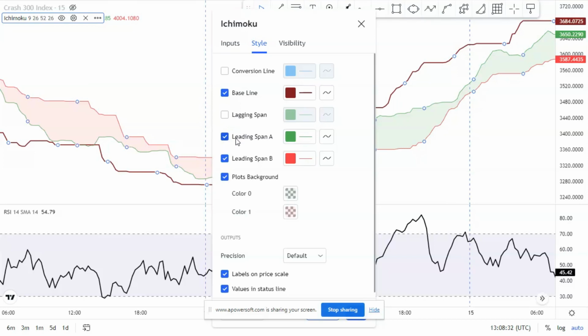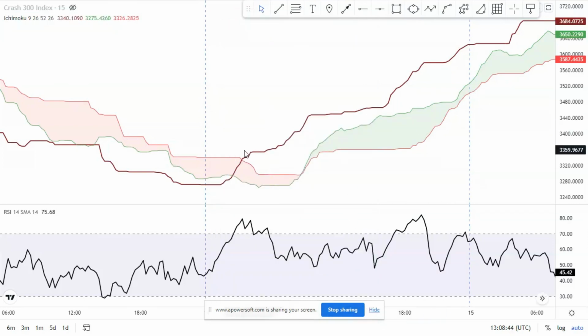And then we have the leading span. You can leave it on. The rest you can leave on. And now for me, I'm interested in the baseline and then the cloud. So that's what we are interested in. Now the baseline, let me start with the baseline because it's going to be really, really important.